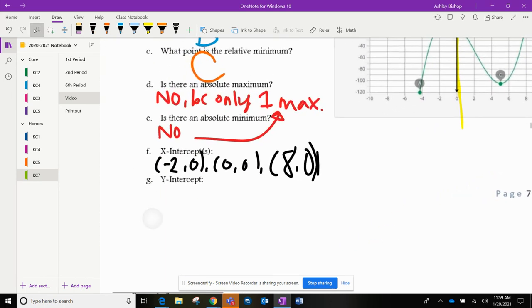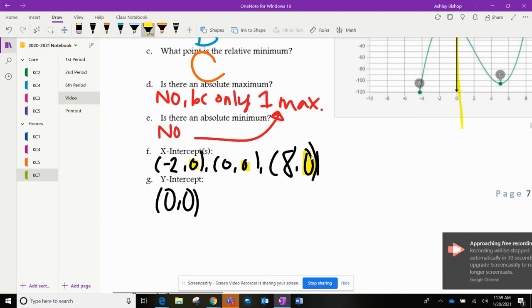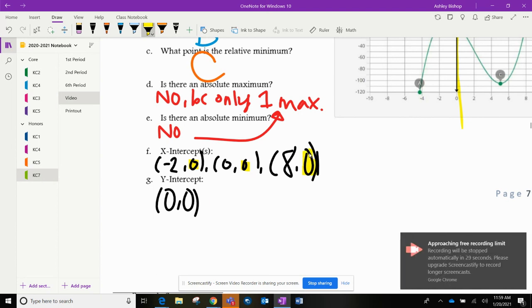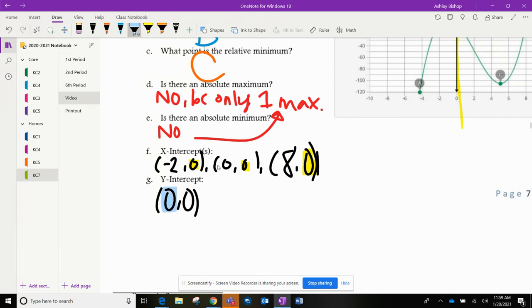So you can have multiple x-intercepts. You can have x-intercepts that are also y-intercepts. Your x-intercepts are anytime there's a 0 in the second spot. Remember, the second number is how much you go up or down, so that's 0 there. And your y-intercept is when there's a 0 in the first spot. So that's why your x-intercept and your y-intercept are both (0, 0).